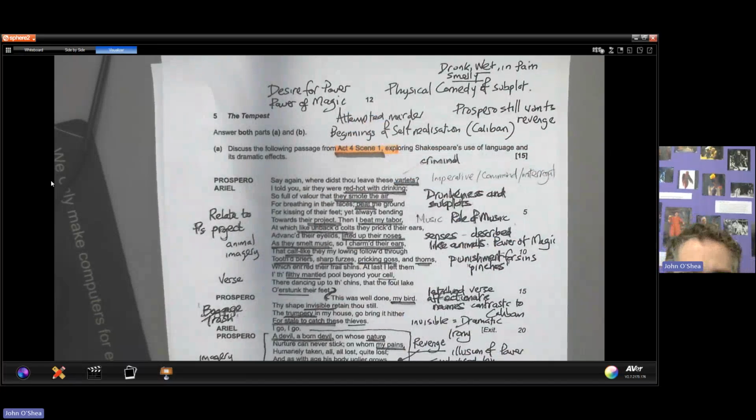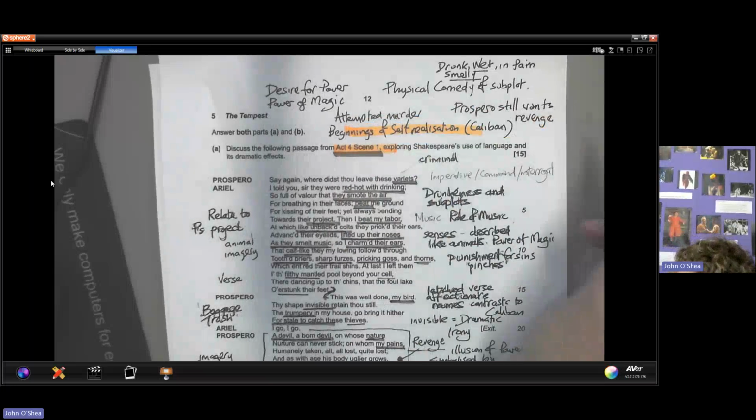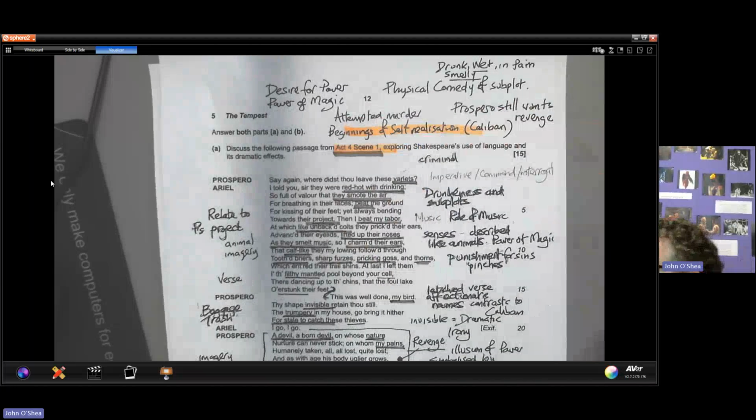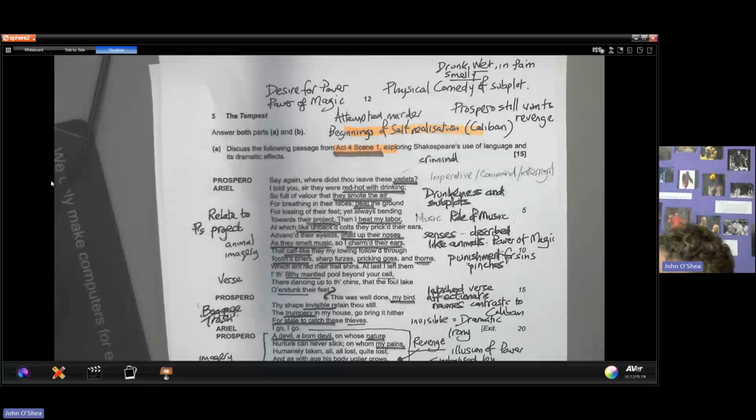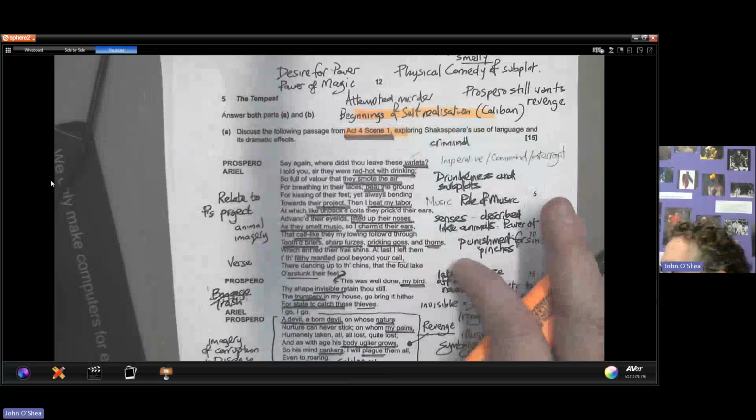And so I might be talking about the beginnings of self-realization, the beginnings of self-knowledge, maybe not completely because it's Act 4, but maybe the idea that in comedies, characters lose identity and then they regain identity towards the end. So I'll be looking at that a little bit. Sometimes it's good to contextualize the scene a little bit.